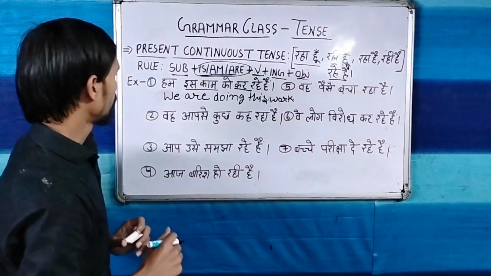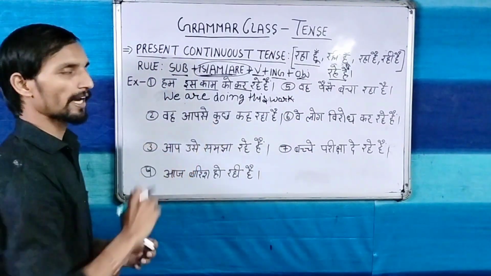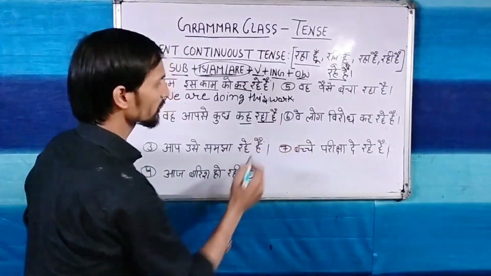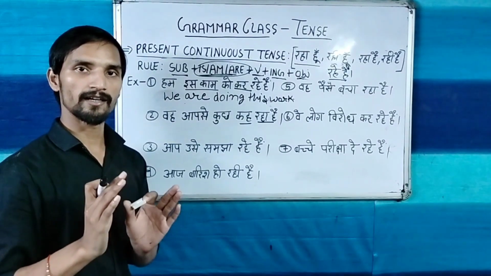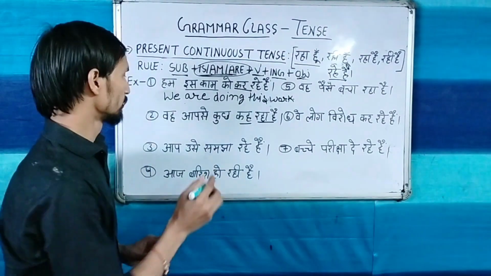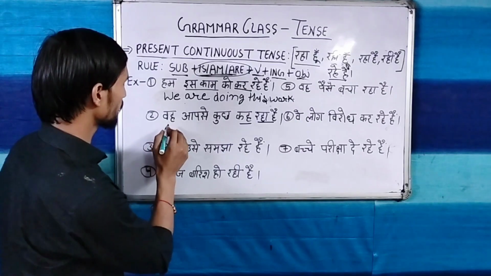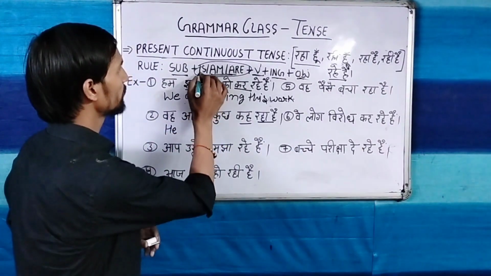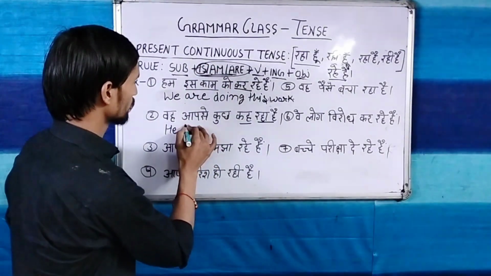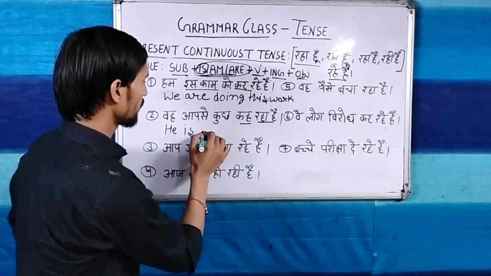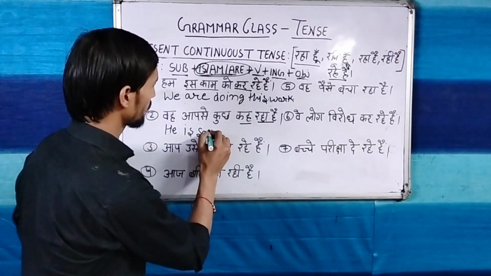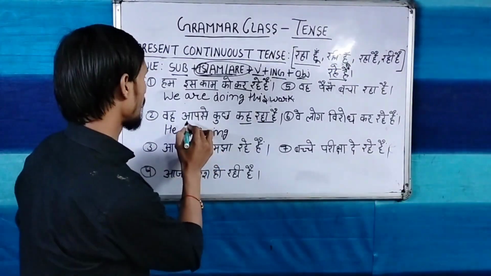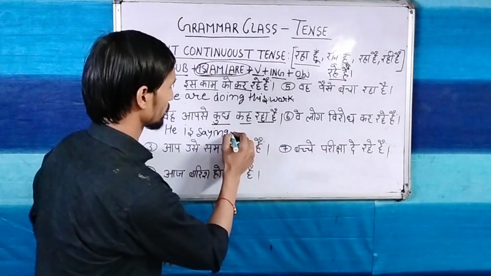Now the second sentence वह आपसे कुछ कह रहा है. So with verb रहा है word is coming, so that is the identity that our sentence is in present continuous. So now let's see how to make it. First you have to take the subject. Subject is he, and with he we use helping verb is. So he is कहना, say, and you will use ing, saying. He is saying कुछ, something.